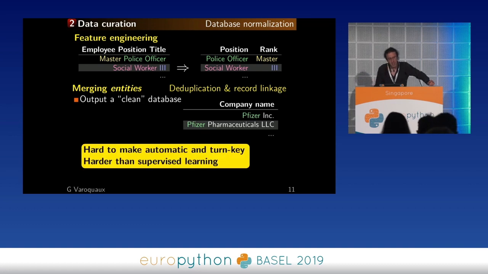So really, all these things are hard to make automatic and to make turnkey. And I'd like to claim that they're much harder than supervised learning. Supervised machine learning is a toolbox that works quite well as long as you have a supervision signal. Database cleaning is a hard problem, and you will need a supervision signal, but that supervision signal is basically a clean database. So usually in database cleaning, you first have somebody clean part of the database, then you learn rules from this, and then you clean the rest of the database.